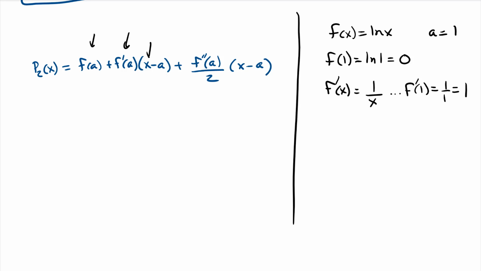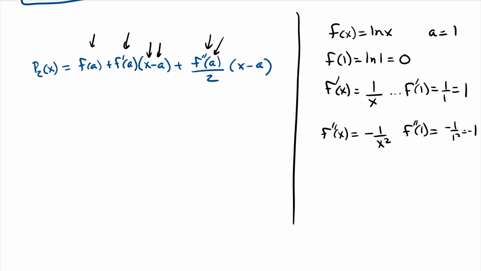Cool. Well, x is just x, a is just 1, and now it says we need to find a second derivative. So we're like, okay, well, we need a second derivative on x. The derivative of 1 over x is negative 1 over x squared. Now we plug in our f double prime of 1. That's our a. And that's negative 1 over 1 squared, which is negative 1.